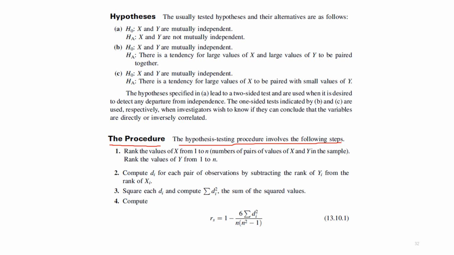The first one is to rank the values of X, the first variable, from 1 to n. Since there are n cases, n people, do the same ranking for Y. Then compute the di for each pair. di is the difference between the two ranks for each individual. Then square each di and compute the summation. Do you remember this one? After you calculate this value, put it here.